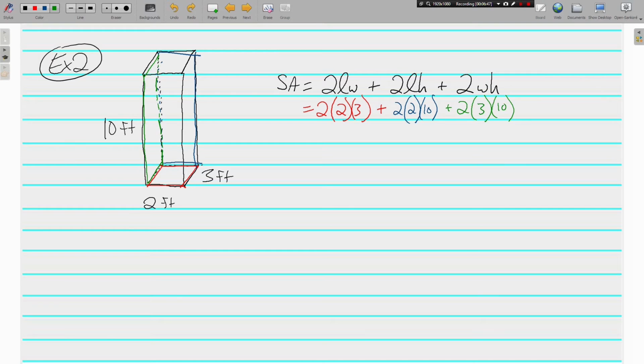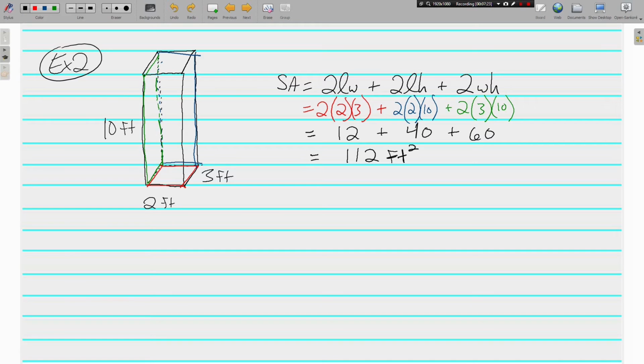And you could put it all in your calculator if you wanted to, but these numbers aren't too bad. 2 times 2 is 4, times 3 is 12. 2 times 2 is 4, times 10 is 40. And 2 times 3 is 6, times 10 is 60. This gives us a total of 112 square feet. 112 square feet.